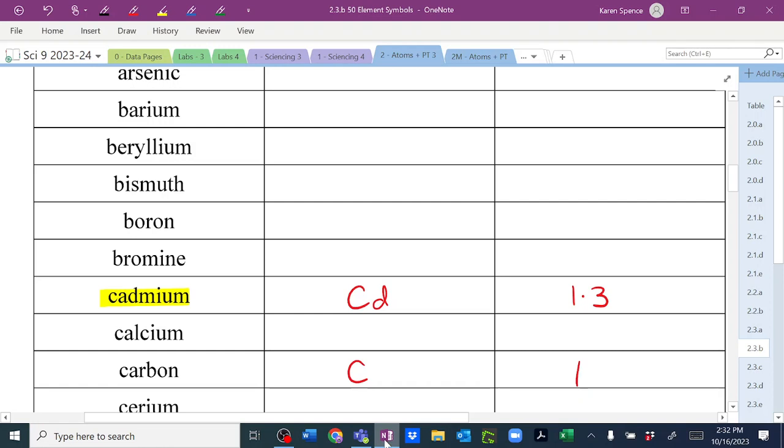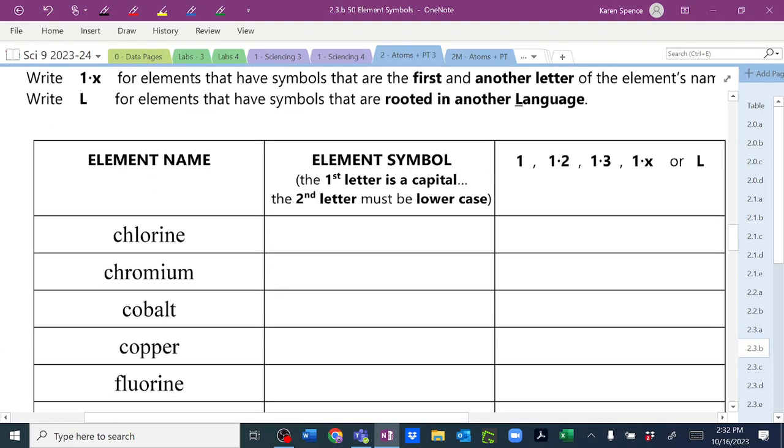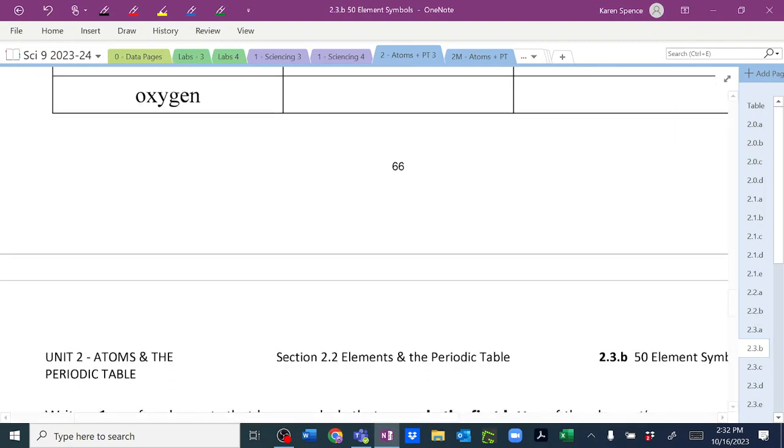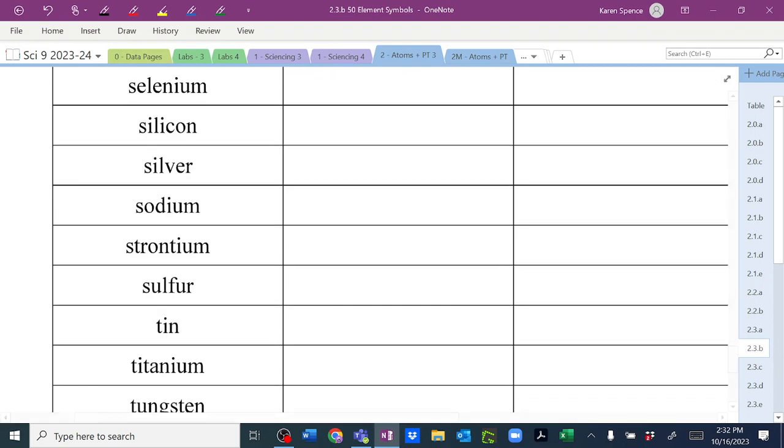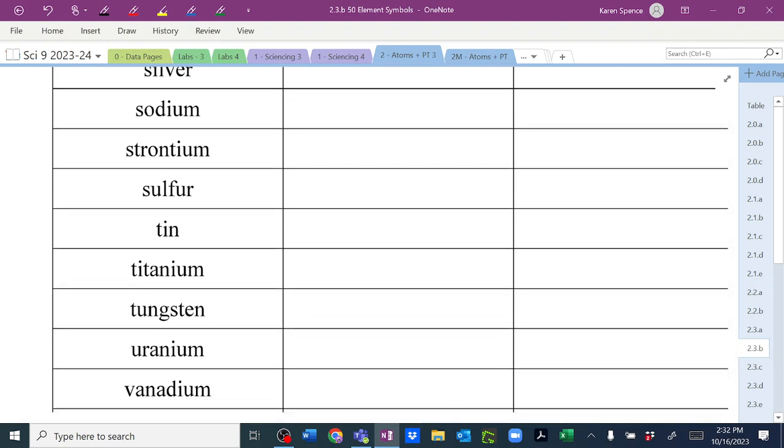Okay, my friends, I just wanted to draw your attention to a couple of things. First one is, when we get to sulfur, it can be spelled two different ways. It can be spelled with an F, or sulfur can be spelled with a PH.